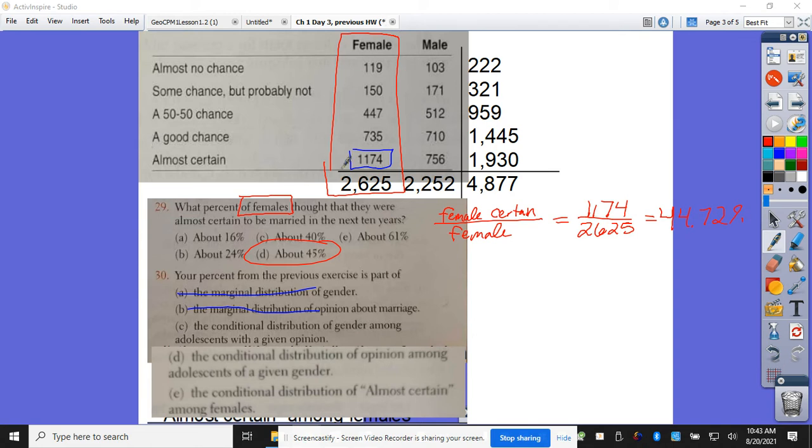Separately for each gender, because I separate it by gender. So it's the conditional distribution of what? Separately for each gender. And it's kind of easier, and let me tell you, I don't really care if you got 29 or 30 right. I care if you understand 29 and 30 right now. It's easier to think about 30 the way we write it. It's the conditional distribution of what, separately for each, and it's an easier way to think about it.